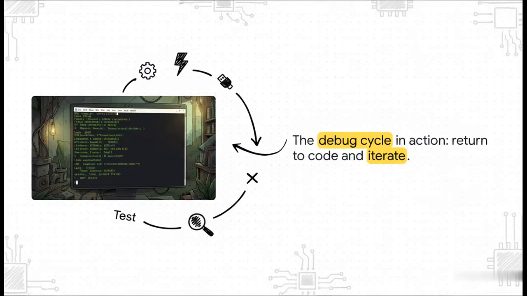But here's the kicker. This isn't just a straight line from step 1 to step 5. It's a constant iterative loop. When you hit a bug during testing, and trust me, you will, you don't just stop. You loop right back to the text editor, rewrite the code, recompile, reflash, and test it all over again. You just keep spinning through that cycle until everything works perfectly.